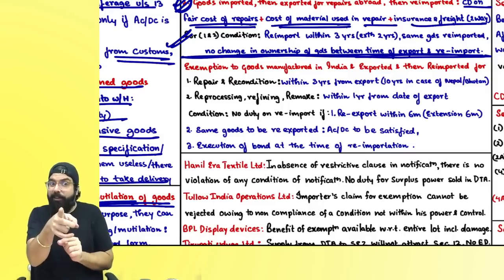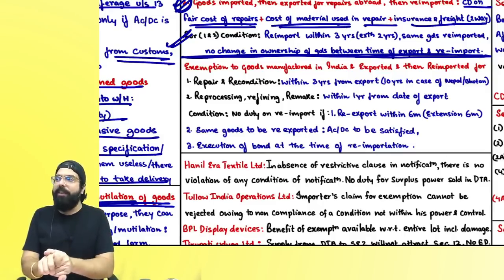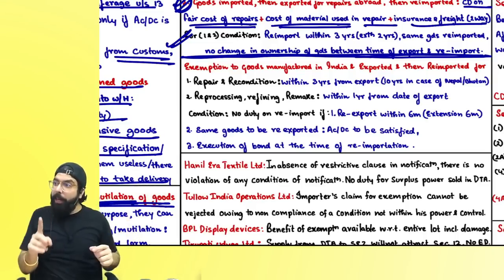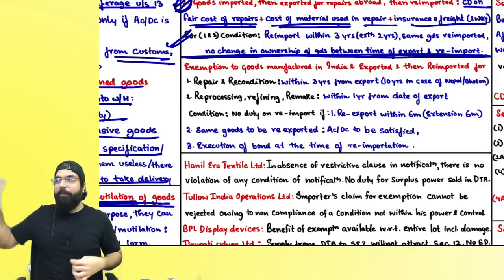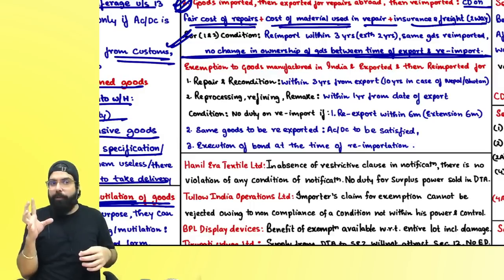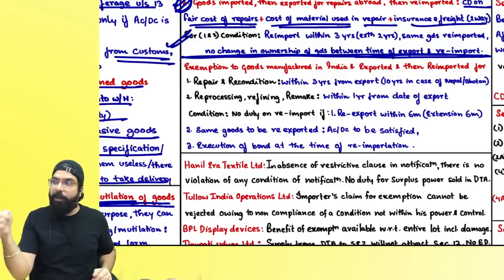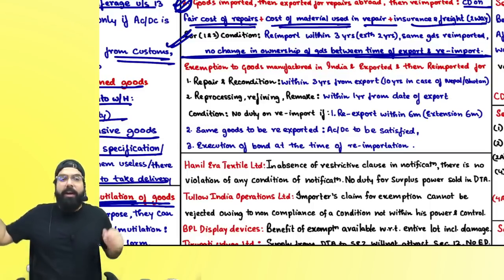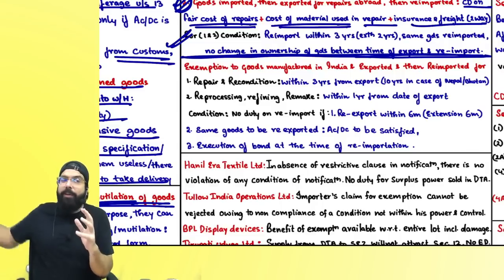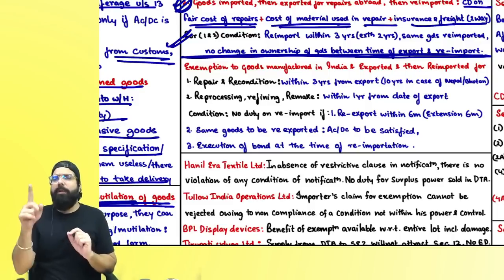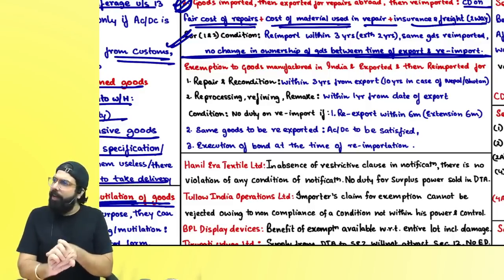Reimportation is fresh importation, but the government is telling we will give you concession. You don't have to pay any duty. Reimport, do the repair and send it back within 6 months. You sold one machine outside India, for example. You reimport within 3 years, in case of Nepal and Bhutan within 10 years. You do the repair and send it back within how much time? 6 months plus 6 months. You don't have to pay any duty at the time of reimportation. I hope everyone is clear.